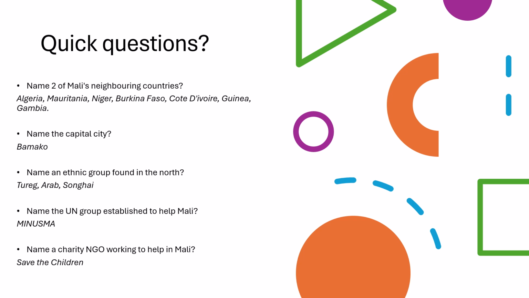When we're looking at Mali, there is a very distinctive north-south divide, and in the north we have very different ethnic groups to those in the south. In the north we find groups that are Islamic in religious belief. They tend to be nomadic, and we're looking here at the Tuareg, the Arab or Songhai groups to the north. The United Nations group established to help Mali is MINUSMA. And there are lots of different charities or NGOs working in Mali. Save the Children is just one of them.